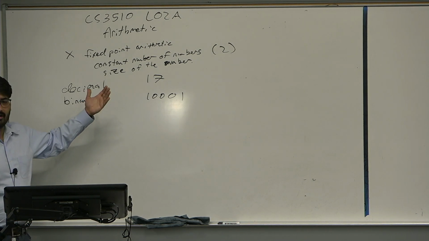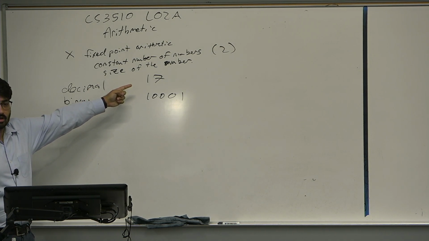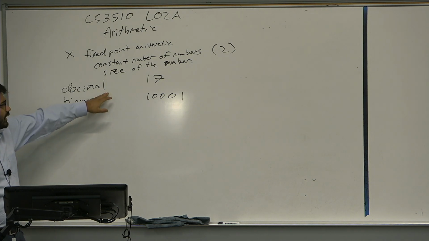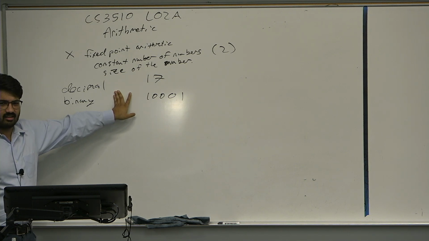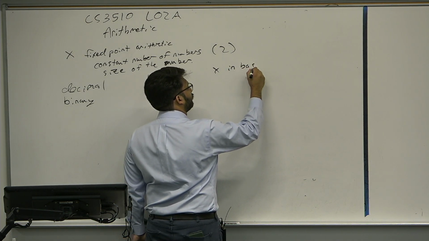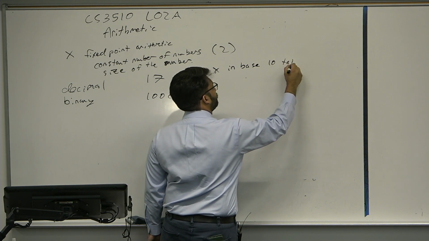Now, which one of these is better? That one is shorter, so maybe it's faster. But if you have a number in decimal, how many digits does it take to represent that number? Let's say x is in base 10. X in base 10 takes how many digits?